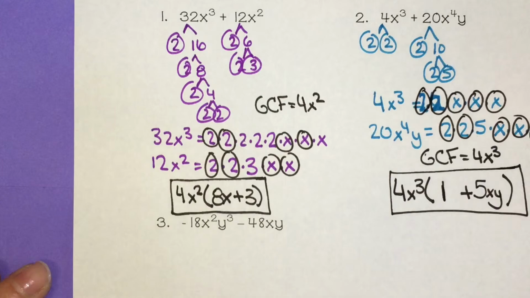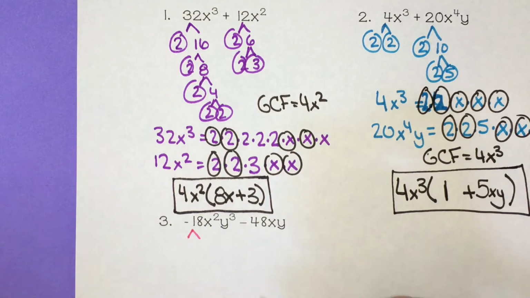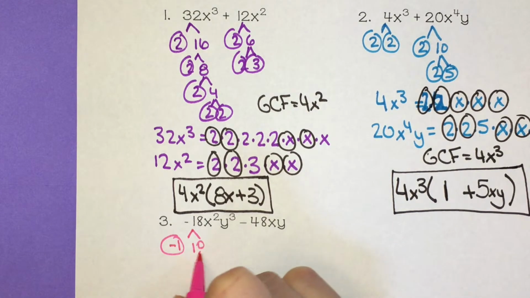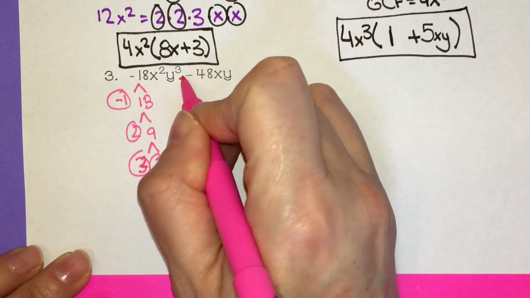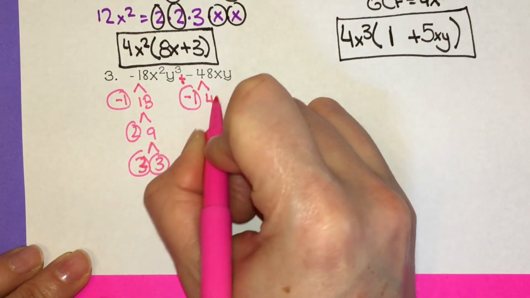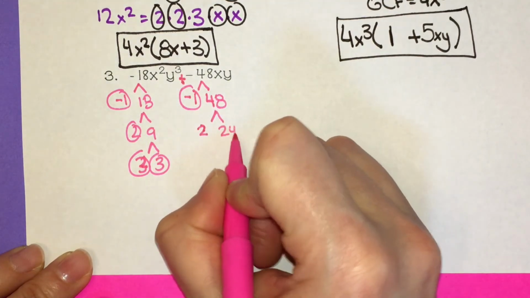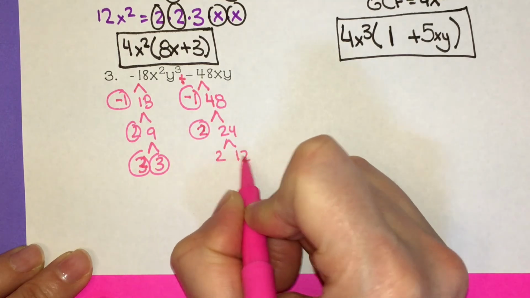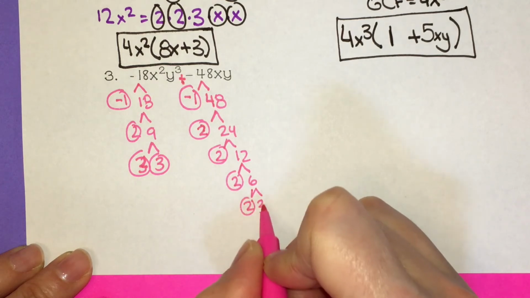And the last one, we have negative 18. I'm going to break this one down to negative 1 times 18. 18 is 2 times 9, and 9 is 3 times 3. Okay, just like before, when I have minus, I'm going to change it to plus negative 48. So I can factor out negative 1 times 48. 48 is 2 times 24. 24 is 2 times 12. 12 is 2 times 6. 6 is 2 times 3.